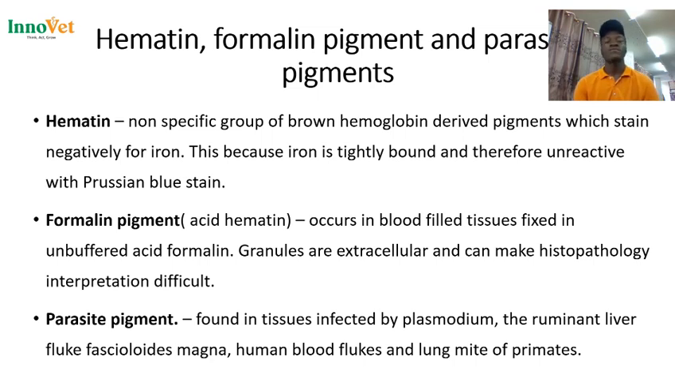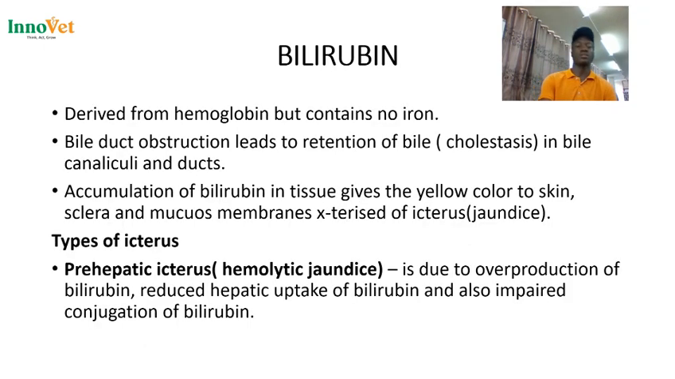Next are the parasite pigments. These can be many depending on the parasite that is infecting or invading the tissues, like Plasmodium, the fluke Fasciola magna, the human blood flukes, and many others. When they come into these tissues, they will deposit certain pigments, and these will show colorations, changing the colors of these tissues.